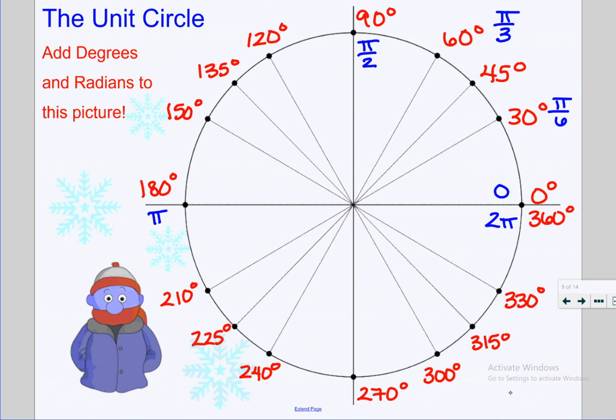Okay, so we're going to divide and conquer this a little bit. I'm going to go around and give you all at least one angle that you need to take the degree measure, convert it to the radian, and then we're going to put the answers up on the board and make sure we get our whole circle filled out, okay? All right, so 45, 120, 135, 150, 210, 225, 240, 300, 315, I'll do 330. Okay. Convert yours and write it up on the board.